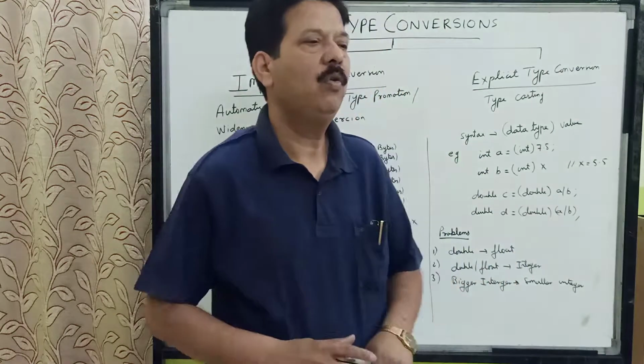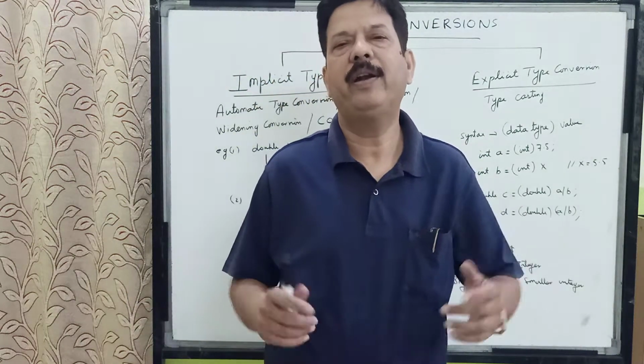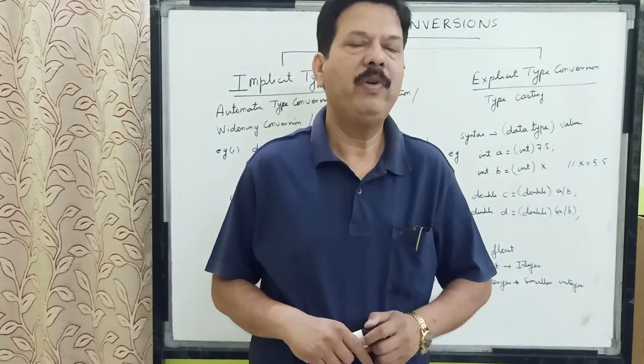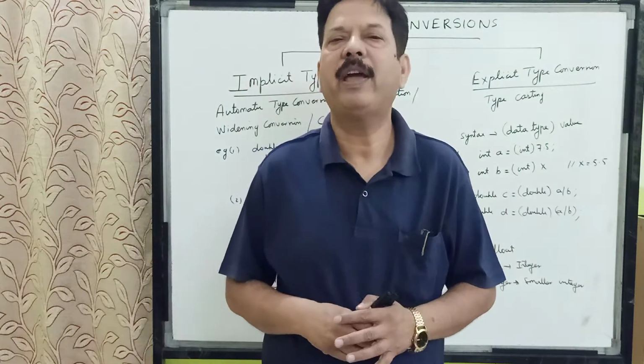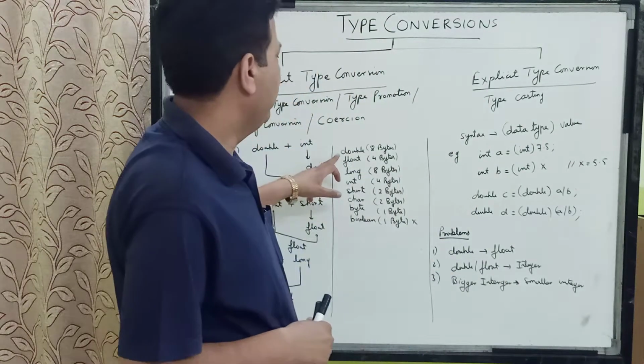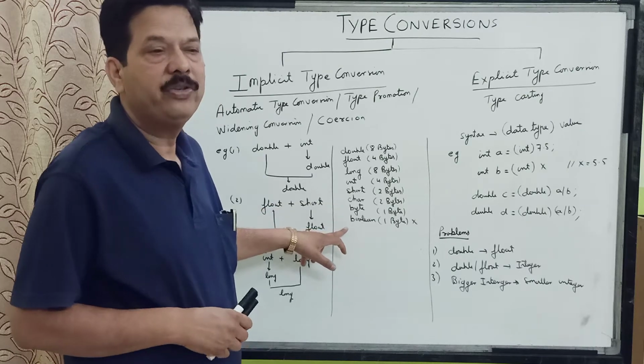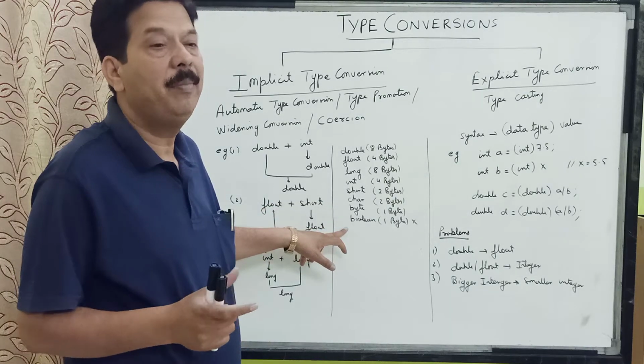So children, when we talked about the different primitive data types in computer, we studied that there are 8 different types of data in computer. They are double, float, long, int, short, char, byte and boolean. And children, I have written them according to their memory size.